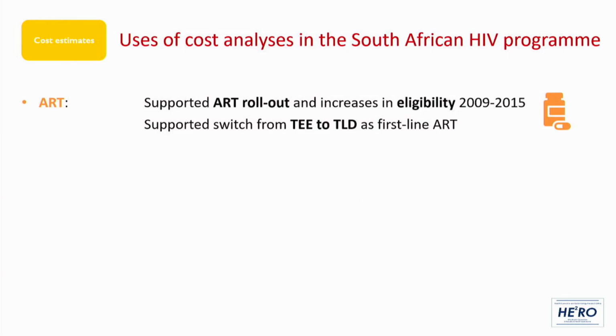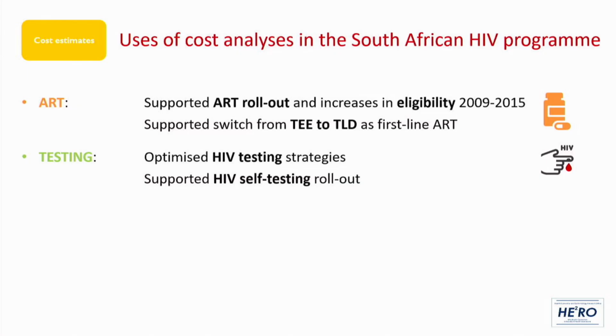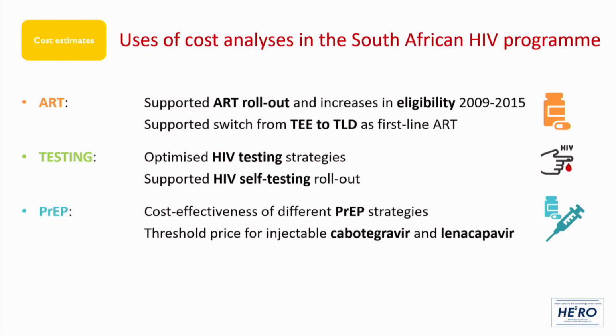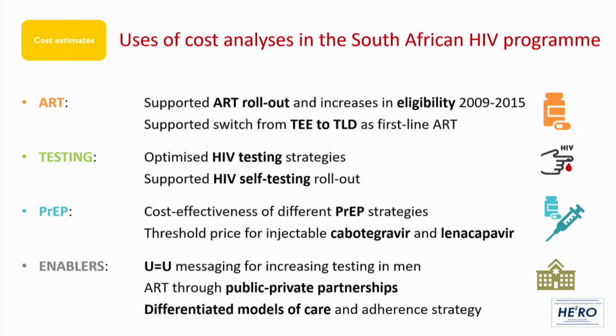Switches in first-line treatment, we've supported HIV testing and self-testing rollout, as well as looked at every single PrEP option, and most lately we've helped the government arrive at an affordable and acceptable, in particular, threshold price for lenacapavir, which was one of the factors that shaped the current price reduction, etc.